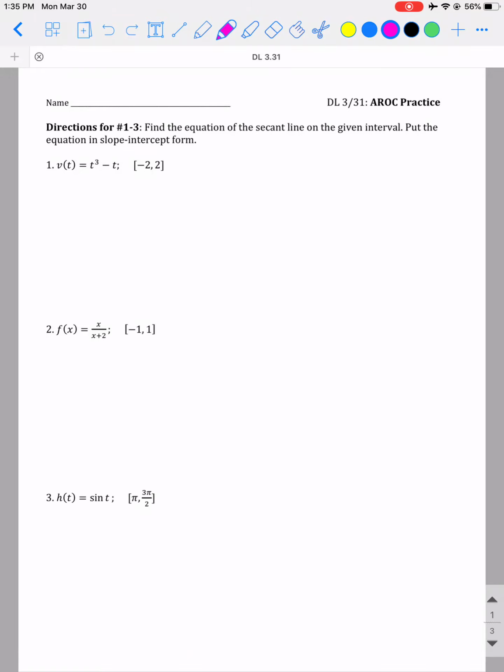Hi everyone, today we'll be working on a few questions that go along with what you learned from the video yesterday. I'm going to go through and do some of these questions with you, and then you'll work on the other ones and submit those. So for this first one, the directions say to find the equation of the secant line on the given interval.